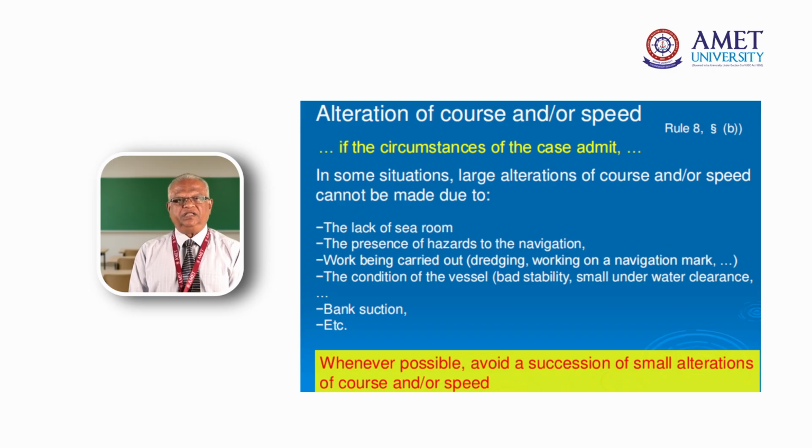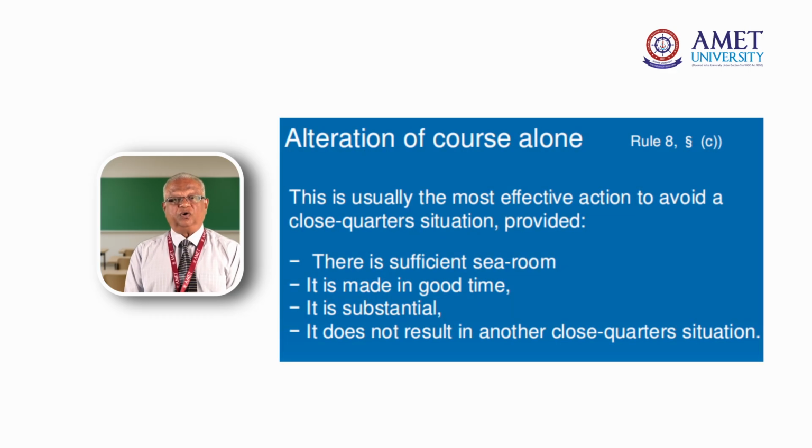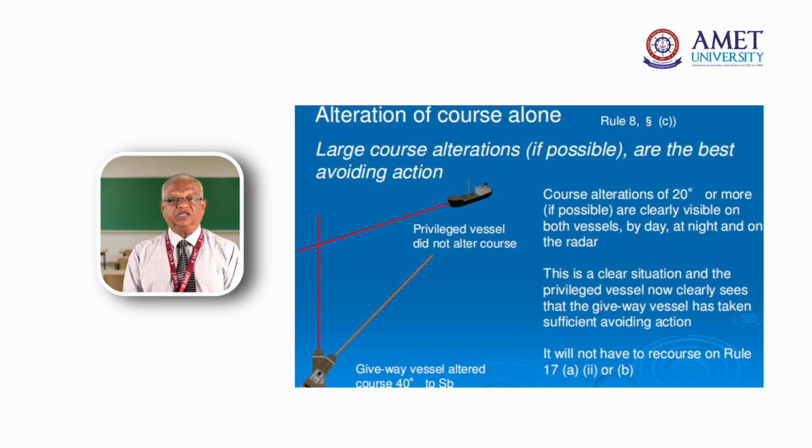It is very clearly given in the rules that in an open sea, where there is enough sea room, an alteration of course should be just good enough. If there is very restricted water, intense traffic, then you can consider a reduction of speed. Why do we say alteration of course alone? A vessel is very big, it carries a lot of momentum, so your alteration of course will be much faster and very effective compared to a reduction or increase of speed, which may take some time to take effect. And it should be large enough.